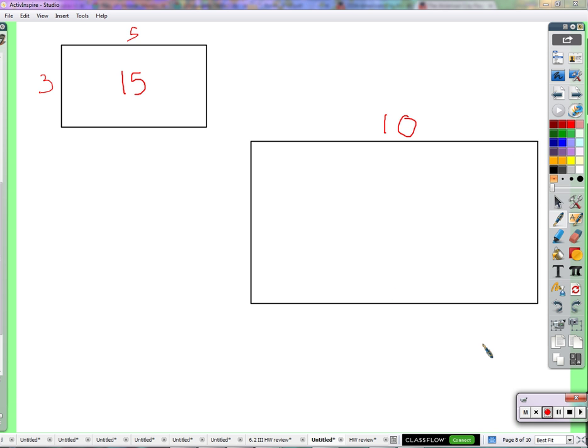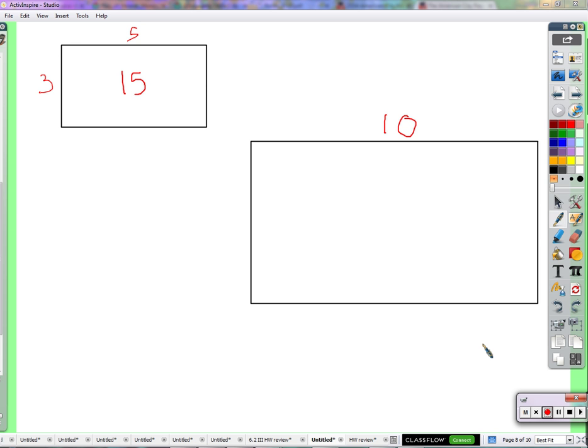So let's start with this. Why might someone think the area of this rectangle is 30? Because you're doubling that square. Double the 5 to make 10, so why not double the 15 to make 30. So it seems like the rectangle is twice as big, right? Everything's twice as much, so the area is twice as much.